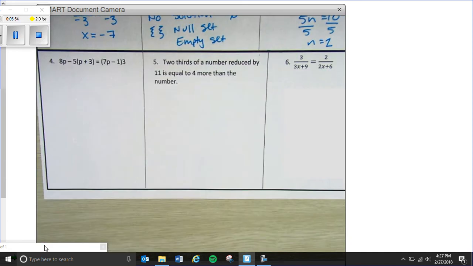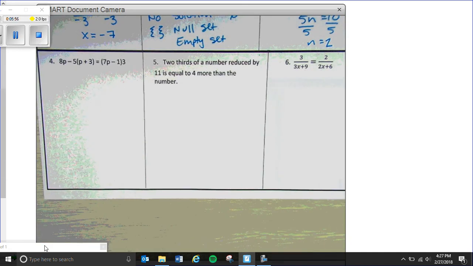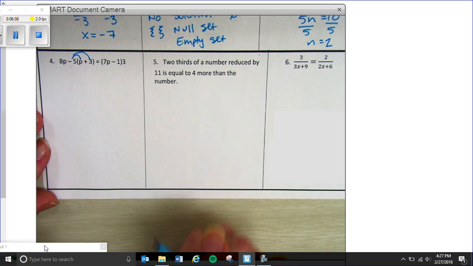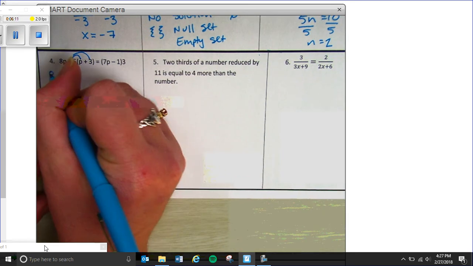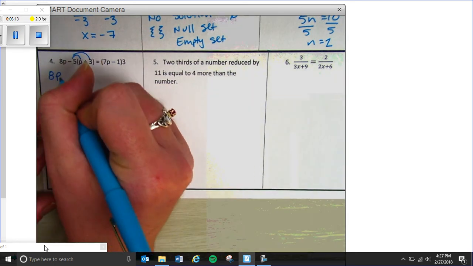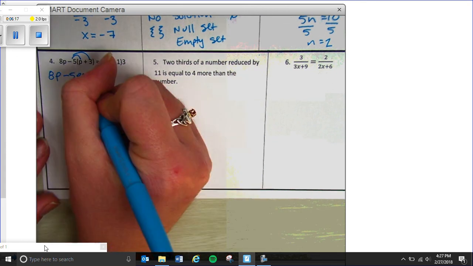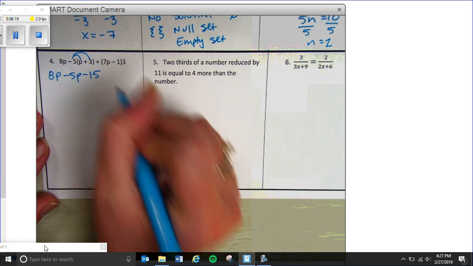Moving on to example 4. All right, so here we have a problem. Again, the first thing we always do is distribute. What am I distributing in this problem? There's actually 2 numbers that I need to distribute. So on the left-hand side, I'm distributing this negative 5. So I have 8p, negative 5 times p, minus 5p, negative 5 times 3, negative 15.